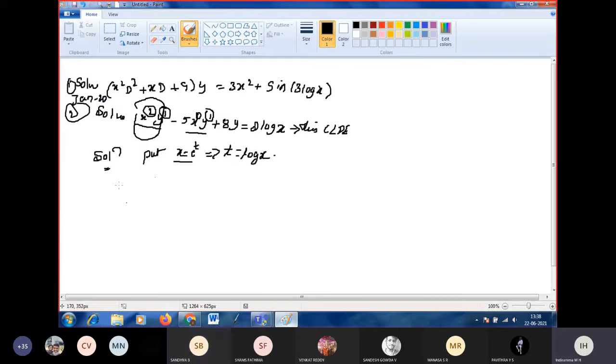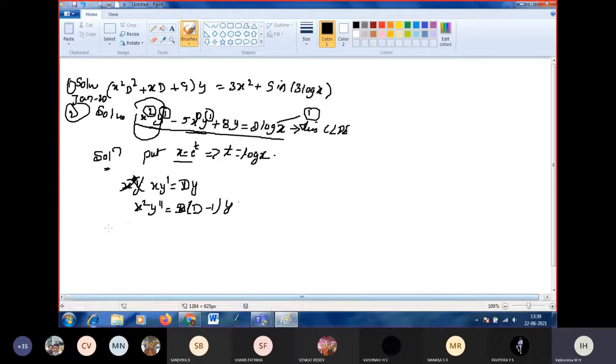Now the next step is, so we know that x into y dash, what is x into y dash? x into y dash is equal to Dy. What is x square into y double dash? It is D into (D minus 1) into y. Okay, so only this much is enough. x cube into y triple dash is not given in the problem. You take the given problem as equation 1. In the solution you write the given equation once again. So next, substitute all these values.